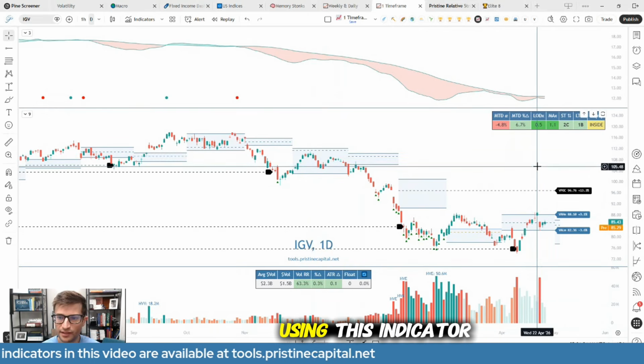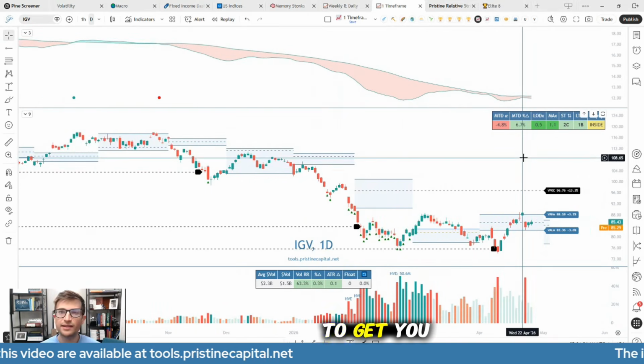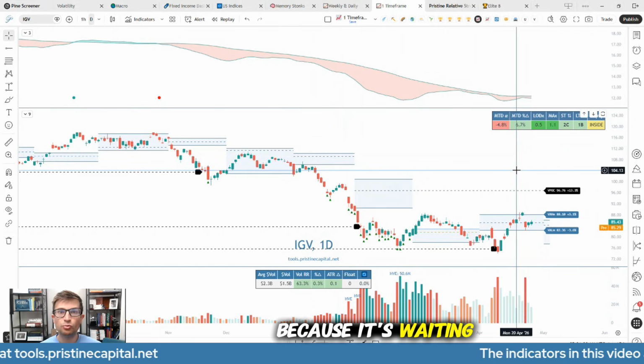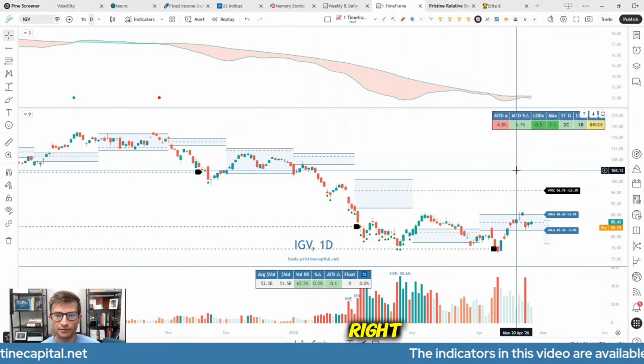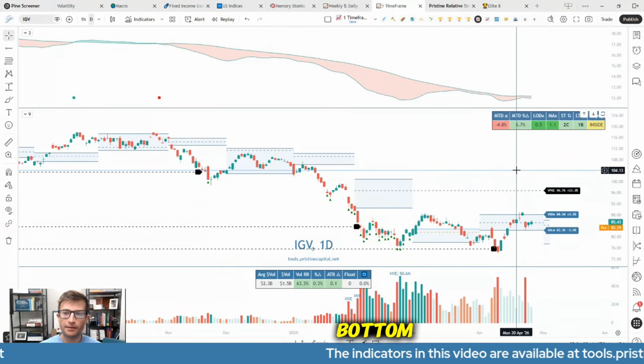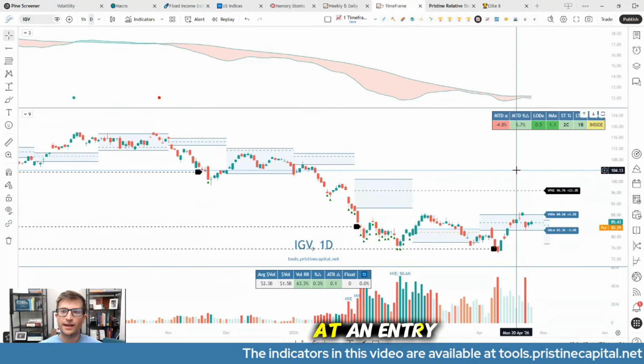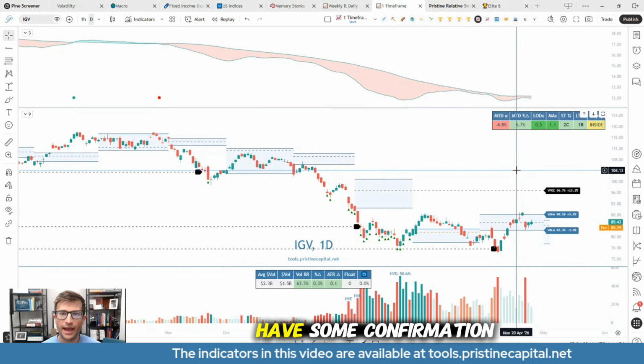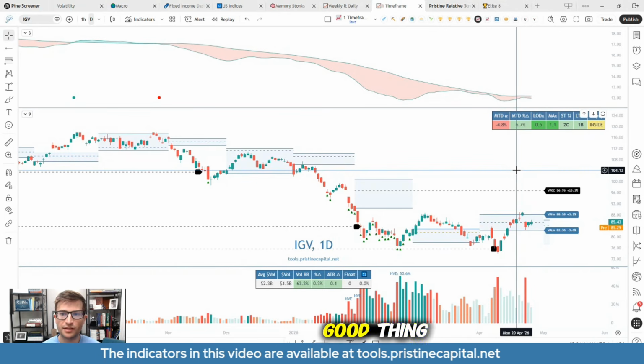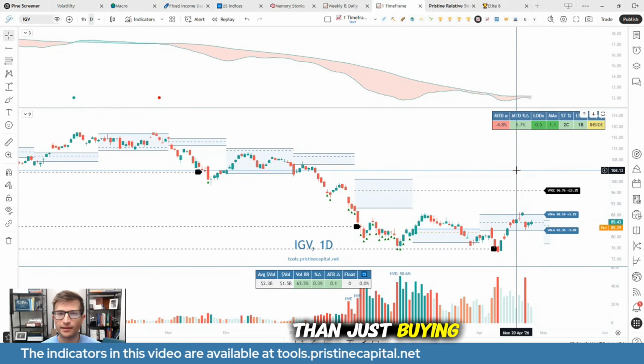Now, when you're using this indicator, it's not going to get you in at the bottom because it's waiting for relative strength, right? So you're not going to get in at the bottom, but you're going to get in at an entry point where you actually have some confirmation, which is a good thing. It's much better than just buying the falling knife.